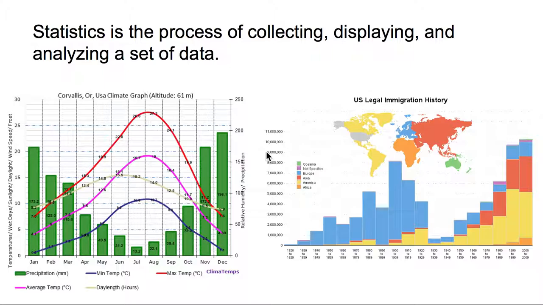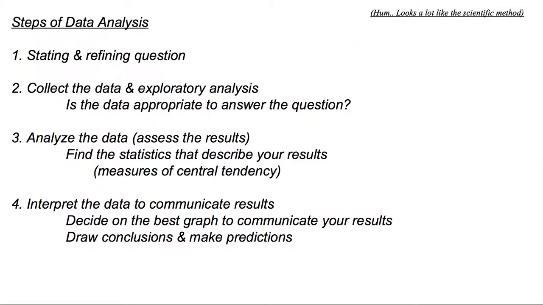And statistics is the process of collecting, displaying, and analyzing any set of data. So you can see there's two graphs here. This one has to do with the climate of Corvallis, and this one has to do with the U.S. immigration history, and we'll talk about those a little bit later. But first of all, we're talking about statistics.